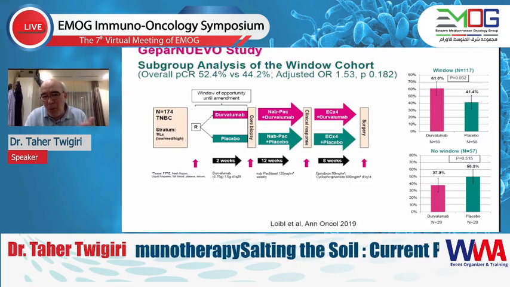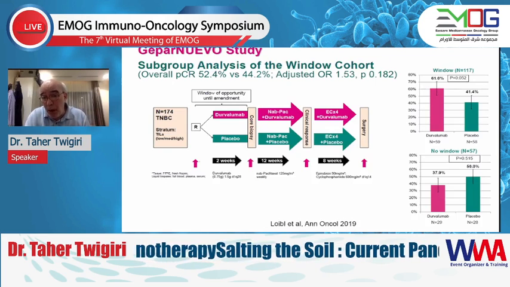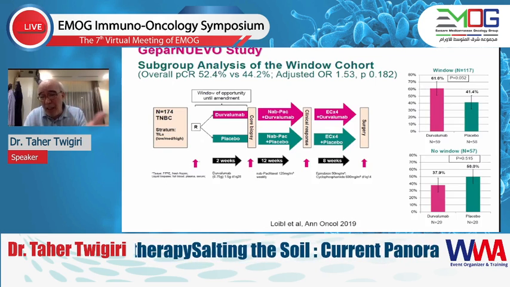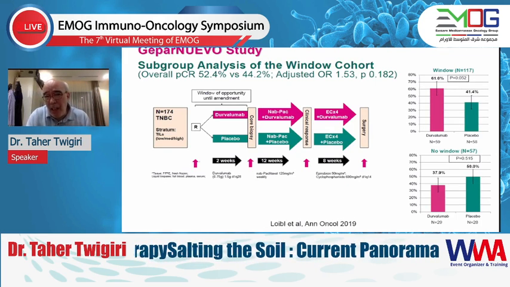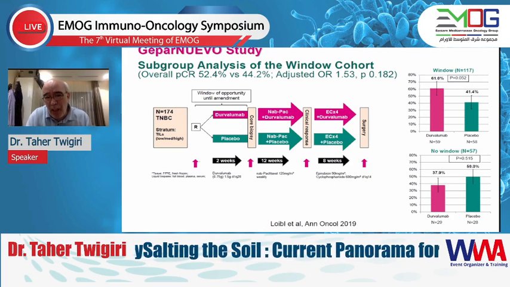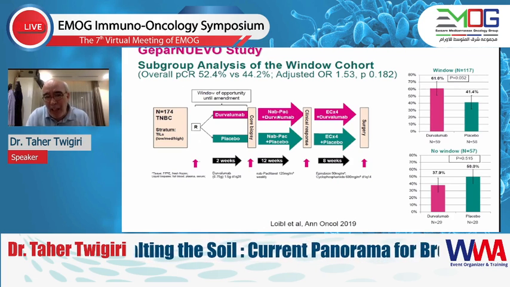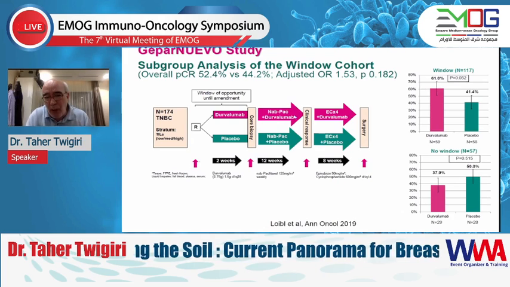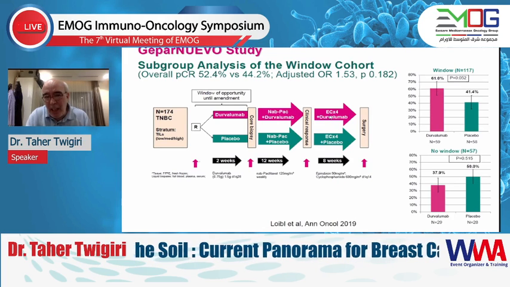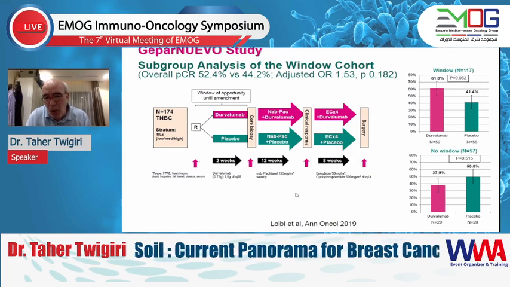This is another study where they give durvalumab or placebo for 2 weeks. There is a window and non-window. Again, it is not that important. Nab-paclitaxel is given at 125 milligrams, and then EC 9600, and so on.